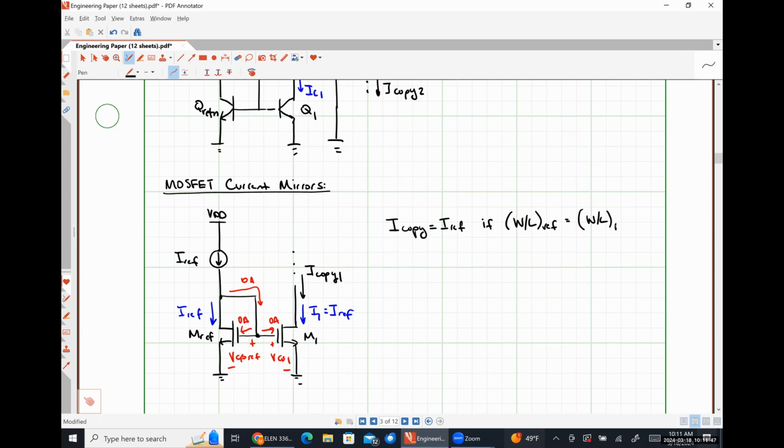Which pretty obviously tells us how we're going to get around to scaling our currents, right? We're just going to change the aspect ratios of each side of this device. So if we want our copy current to be smaller than our reference current, we make this transistor physically wider. If we want our copy current to be larger than our reference current, we make this transistor physically wider. Very, very easy and straightforward.